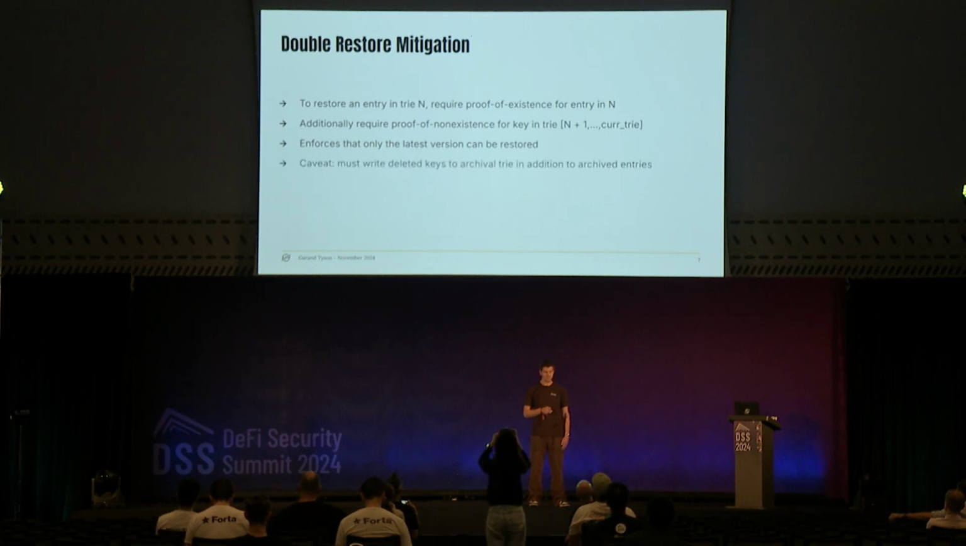What this does is it enforces that only the newest version of an entry can be restored at any given time. Now, this does come with one unfortunate performance caveat, and that is, in order to prevent against a double restore, we need to write both archived entries as well as deleted keys to the archive. You can imagine if I restore my 10 USDC, spend it all such that the key is deleted, I don't want to be able to restore that 10 USDC balance a second time in a double spend, so you have to record both the archived entries themselves as well as the keys of deleted entries so that you have protections via this proof of non-inclusion property.